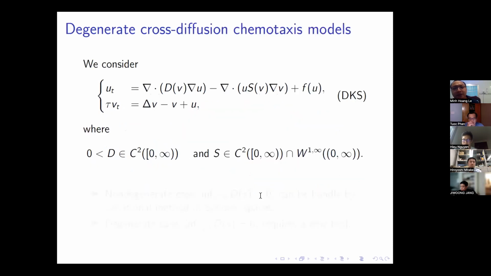Right. Now we return to the two-dimensional case. We consider a general degenerate drift diffusion system. So reversely, we consider dV equal to 1 and SV equal to 1. But now we consider general functions, D belonging to C2 and S belonging to C2 intersect W1 infinity. This assumption is quite strong because it requires the derivative to be bounded and the function to be bounded. If we can remove this condition, then it would be nice.